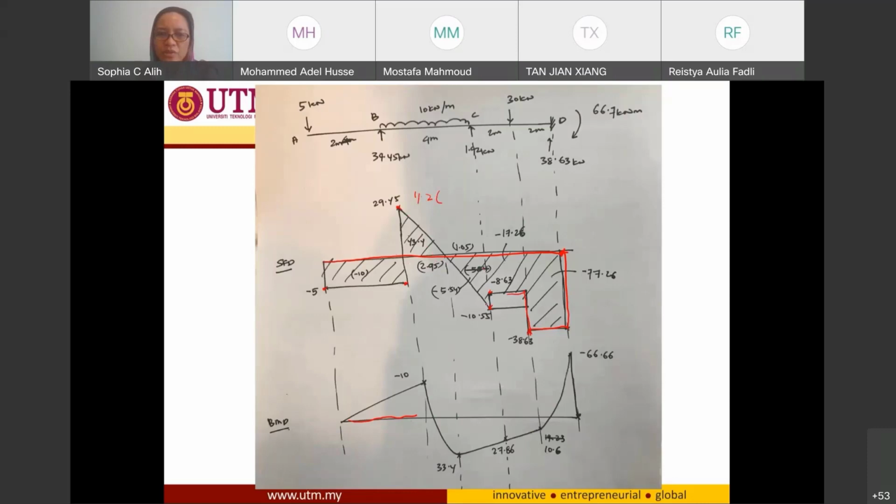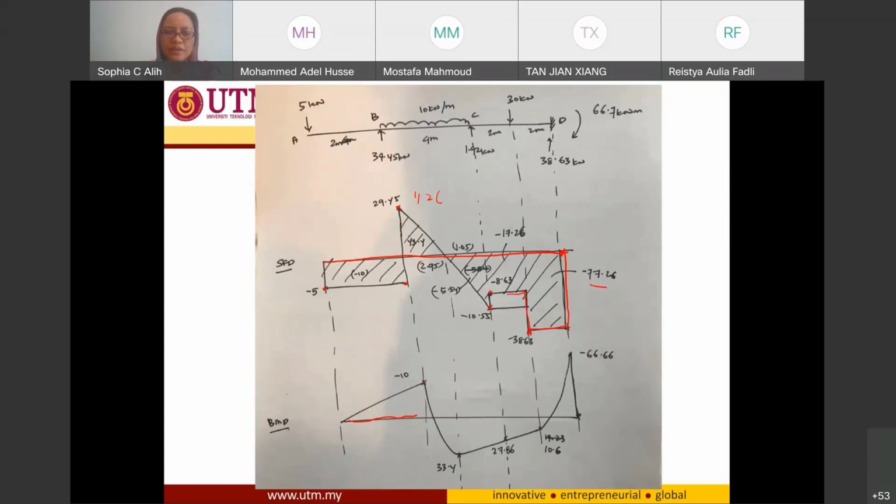1/2 times height over the length, so I got 43.4 positive. And similar to this one, since it's negative, I will have the area of -5.34, and this one area is -8.63 times 2. I have this one, and this is the area of 2 times 38.63. I have -77.26. So in order for me to draw it, since this is negative and it's in a straight line, my slope is going to be a straight line.